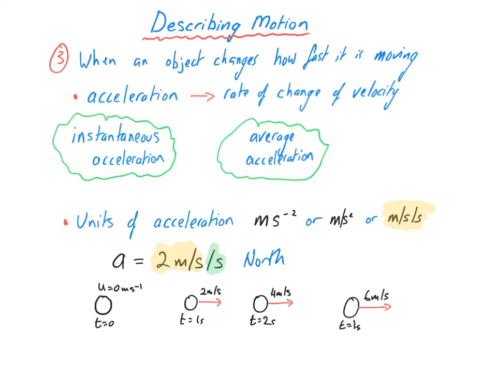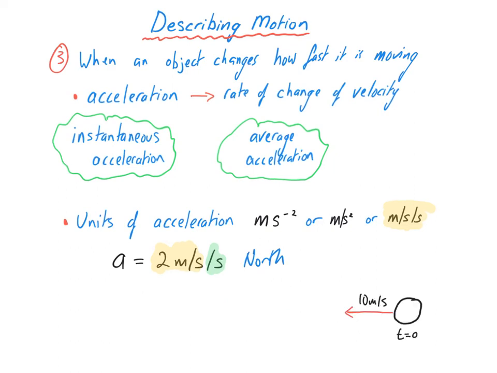However, this doesn't have to be the case. If we consider an object at t equals 0 travelling at 10 meters per second south, then if it was undergoing the same acceleration of 2 meters per second north, after 1 second it would have a velocity of 8 meters per second. Then, after 2 seconds, it would have a velocity of 6 meters per second south. So in this scenario, an acceleration of 2 meters per second north represents a slowing down of the object because it's travelling south.